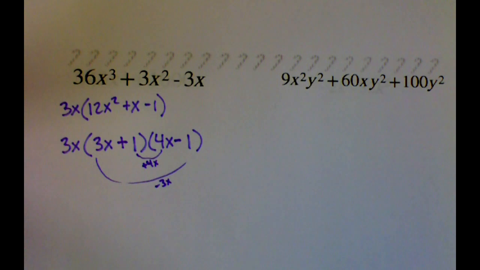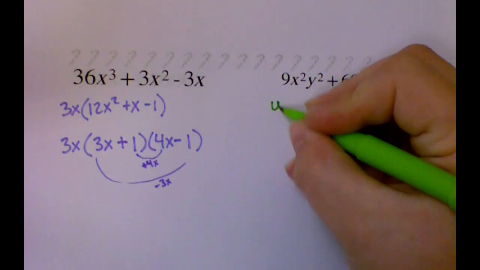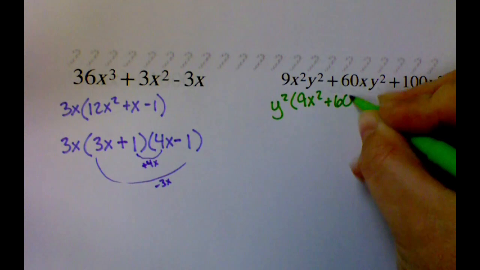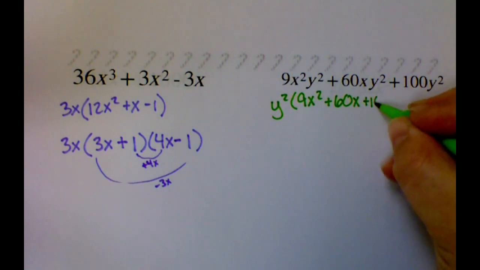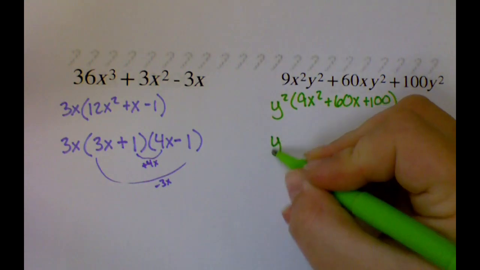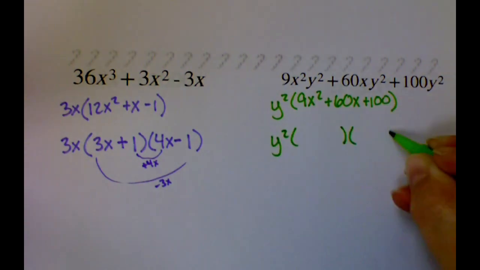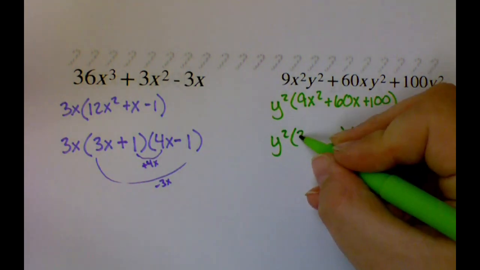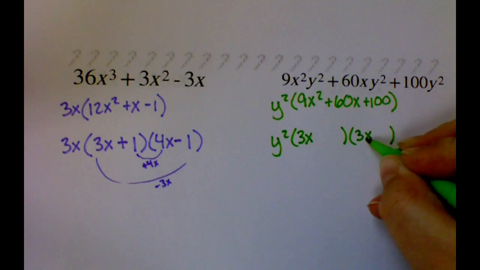For our next problem, we're going to start with the GCF. Well, I can take a y squared out of everything, which leaves me with 9x squared plus 60x plus 100. And that was my GCF. So now I'm going to attempt to break apart 9x squared. I could do 3 and 3 or 9 and 1. I'm going to try 3x and 3x.